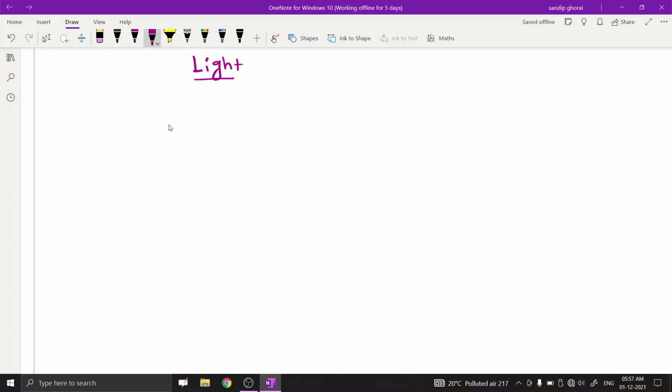Generally, in your syllabus, there are total three types of property. First one is reflection of light, second one is refraction of light, and third one is dispersion of light. That is a part of refraction. We can say refraction of light through a glass prism. Or we can write as number 3, that is dispersion.